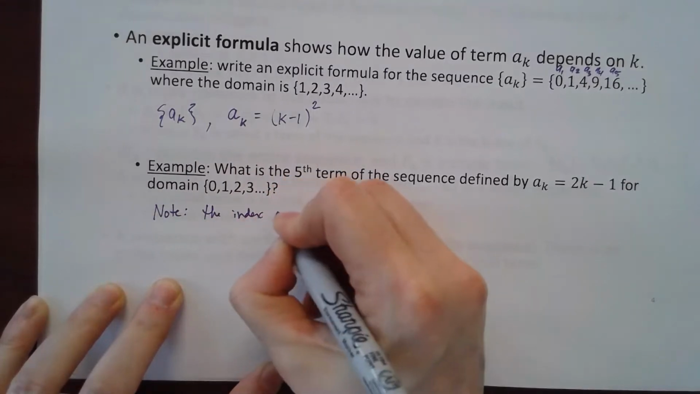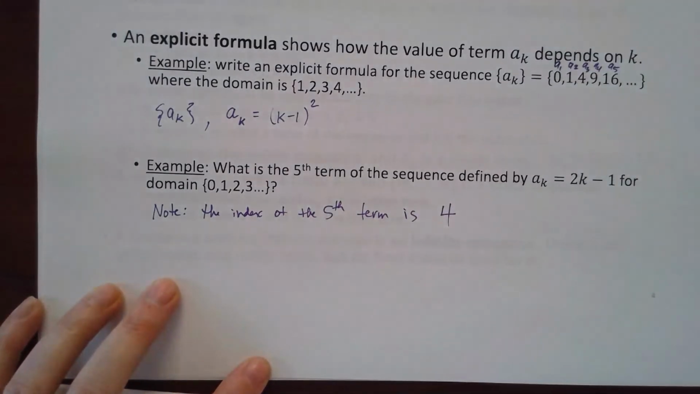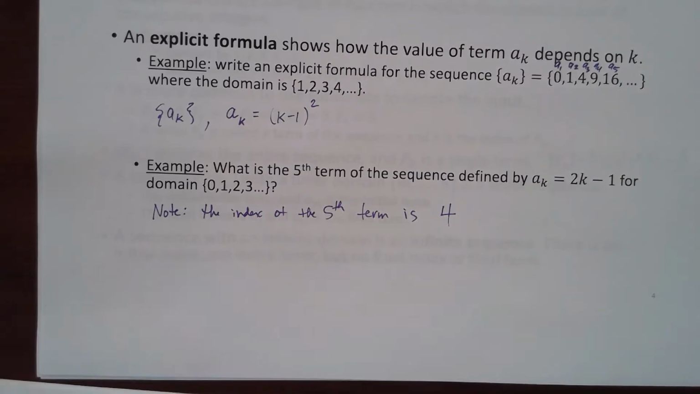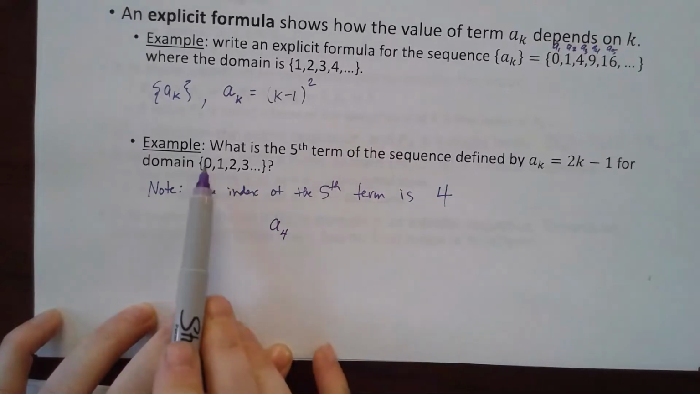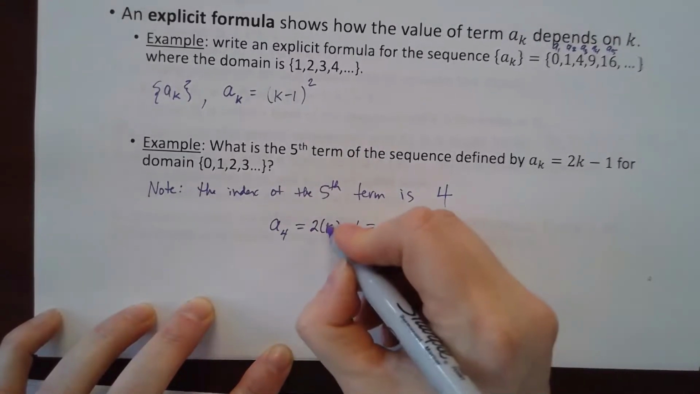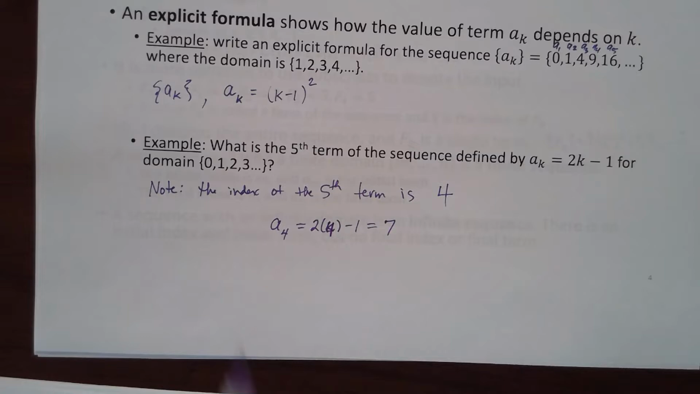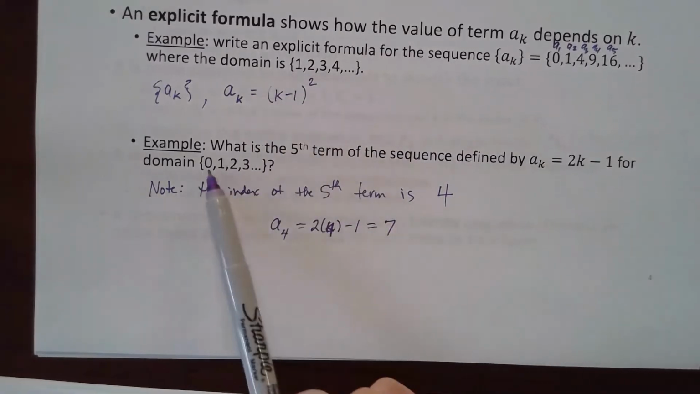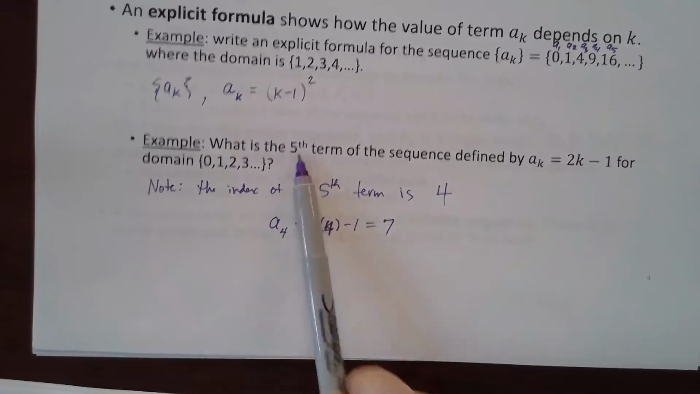The index of the 5th term is 4. So we just have to be really careful and look at what our domain is. We're used to this from all sorts of loops that we write. If I want to go through a loop 10 times, I make it go 0 to 9, right? So you guys are computer scientists, this isn't going to throw you off. So if I want to find the fifth term, that's actually a sub 4 when the domain starts at 0. That would be 2 times 4 minus 1, which is 7. So it's just important that we look at the domain and pay attention to whether it's starting at 1 or starting at 0, so we don't get thrown off by thinking that the fifth term will always be k being 5.